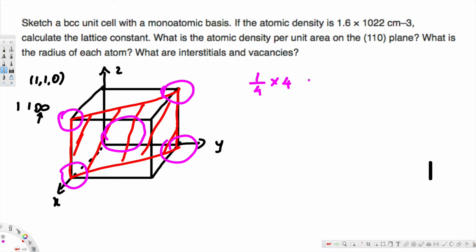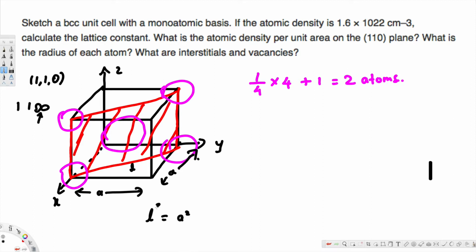So 1/4 times 4 plus 1, so that's going to give us 2 atoms. So here we have 2 atoms, and we had to find the area in order to find the atomic density per unit area. Now to find the area, we know that since the lattice constant is A, this side is A, and this side is also A, and let's call this one L. L square is going to be A square plus A square using the Pythagorean theorem.